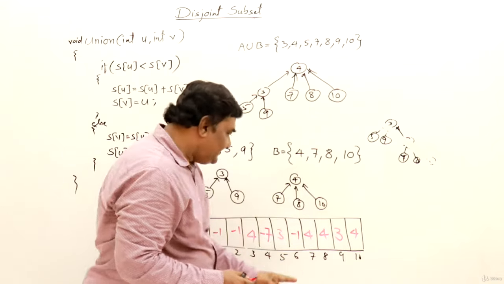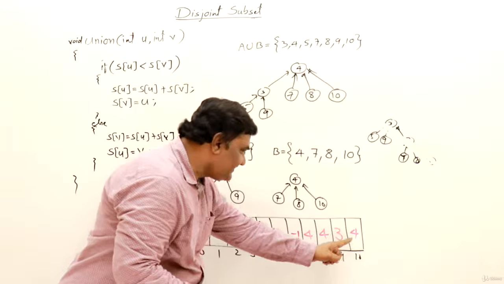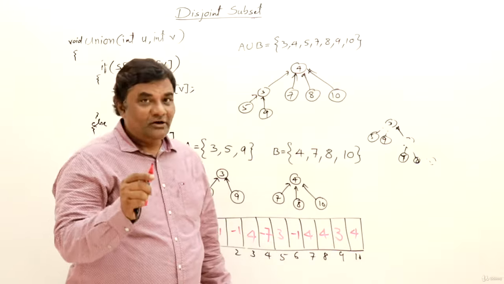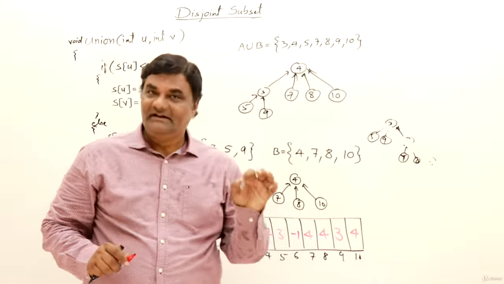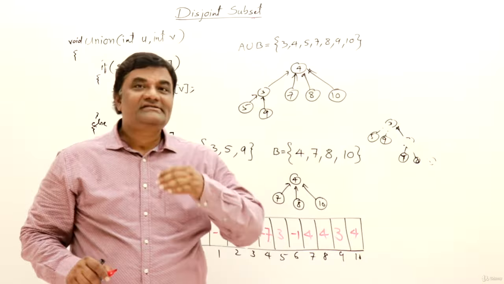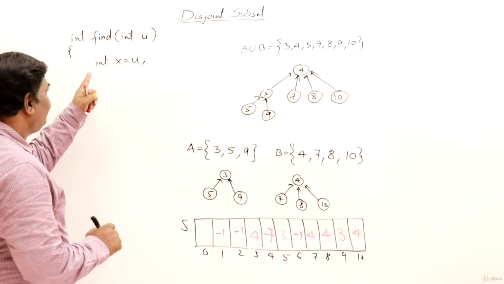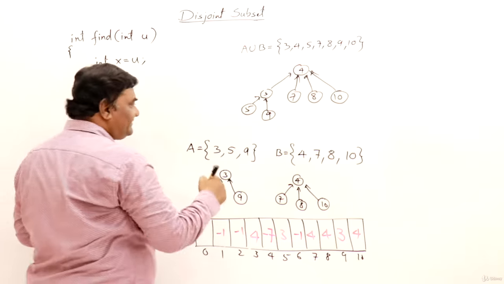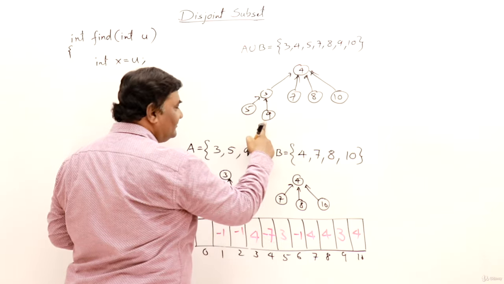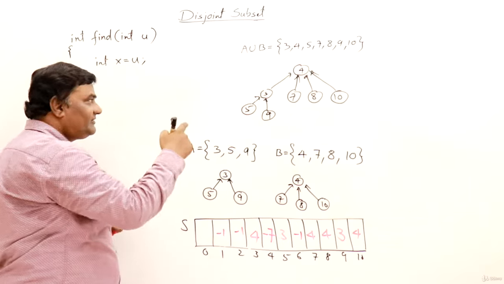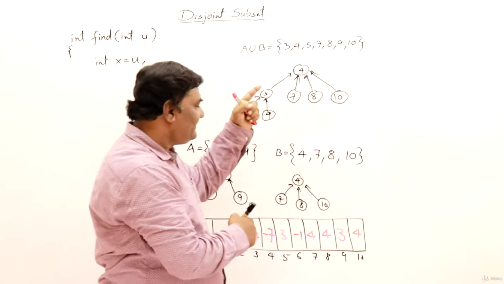Find 10. 10 says what? If you check, 10 says 4, come to 4. This is negative, so 4 is a parent. So find operation means finding out who is a parent. Alright? So let us see this operation, how to find. For find I have written a function here, find u. It means find 9, suppose. So the result should be 4 to show that 9 belongs to a set whose leader or parent is 4.